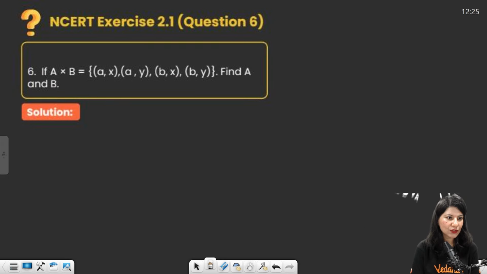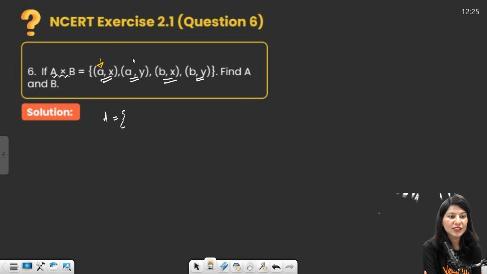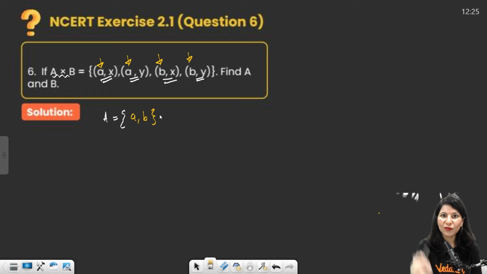All right. Now the 6th question on your screen. If A cross B is given as {(a, x), (a, y), (b, x), (b, y)}, then find A and B. It is very obvious. If A cross B is given, then the very first elements come from A, so A will have a and b. The first element is either a or b, so A is {a, b}. Similarly, the second is either x or y, so B is {x, y}.